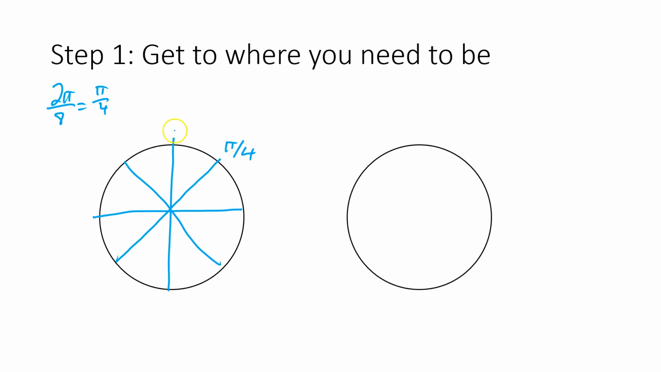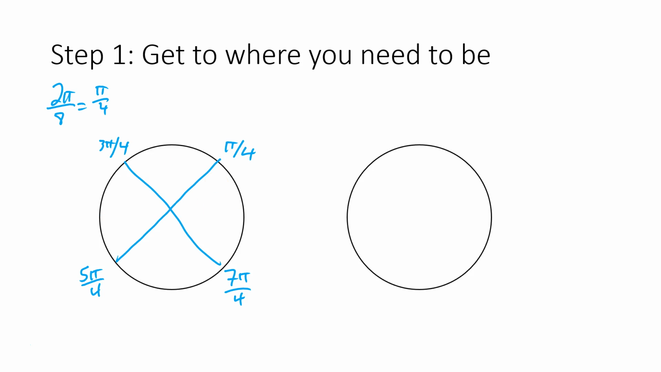I'm actually going to skip this one. It would be 2 pi over 4, or pi over 2. This would be 3 pi over 4, 4 pi over 4, this would be 5 pi over 4, 6 pi over 4, it's got to be 7 pi over 4. So notice I skipped these two lines. And there's a reason for that.